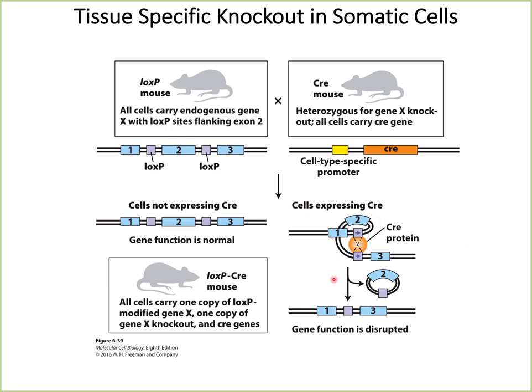Now what you are seeing right here, when you cross this, the CRE in these cells will identify the LOXP sites right here, which are in the two introns flanking the second exon. And it will cleave the second exon out. Now you have exon 1 and exon 3, but exon 2 is out.